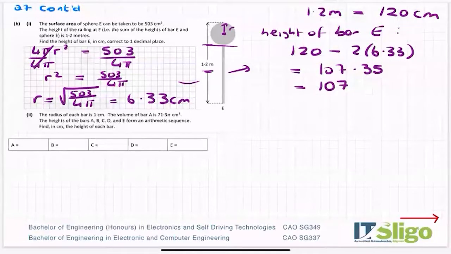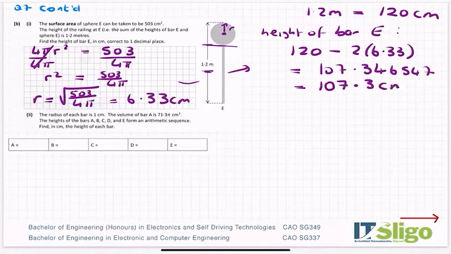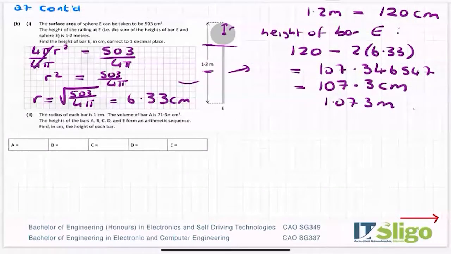107.346547. So correct to 1 decimal place, 107.3 centimeters. Okay, or 1.073 meters if you left it in meters, whichever you want, because of course you could have converted this to meters, to 0.0633 meters, and subtracted it from 1.2. That would be perfectly fine too.